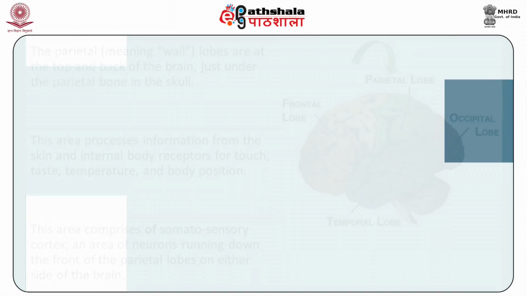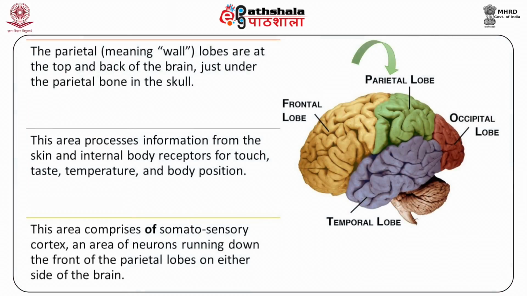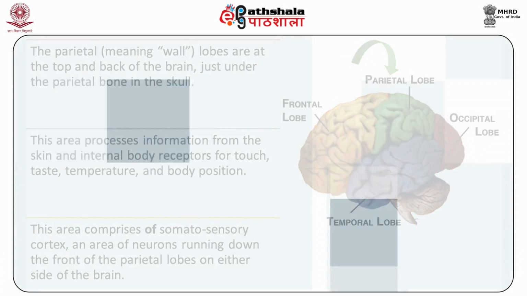Parietal lobe. The parietal, meaning wall, lobes are at the top and back of the brain, just under the parietal bone in the skull. This area processes information from the skin and internal body receptors for touch, taste, temperature and body position. This area comprises the somatosensory cortex, an area of neurons running down the front of the parietal lobes on either side of the brain.